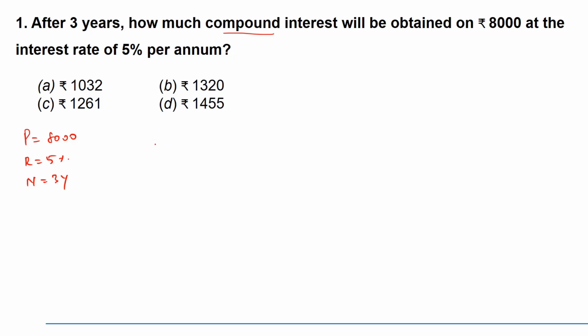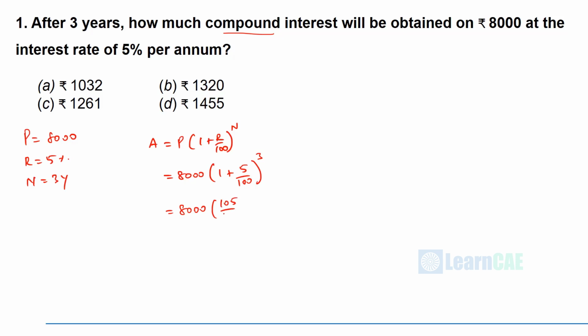So we shall write the formula for amount and find out the compound interest. Amount is equal to principal into (1 plus r by 100) power n. Let us substitute the values. Principal is 8,000. 1 plus rate of interest 5% divided by 100, power 3, which is equal to 8,000 into this. We shall cross multiply. This will be (105 divided by 100) power 3. We shall divide this again by 5. This will be 21. This will be 20.